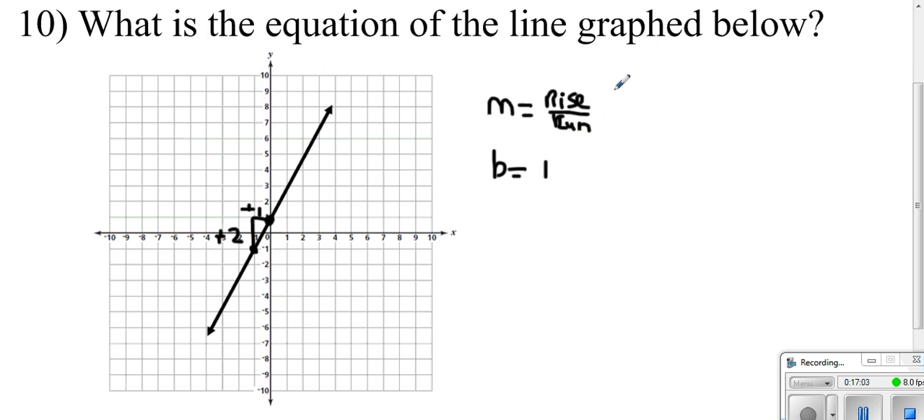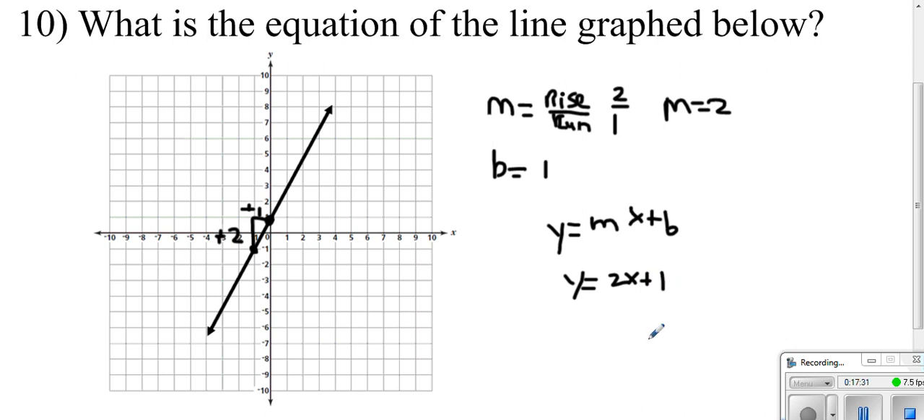The rise is positive 2. The run is 1. It is a positive slope of 2. So the equation of the line, y equals mx plus b, is y equals, the m is your 2, x comes down, and the b is 1. That's the equation of the line.